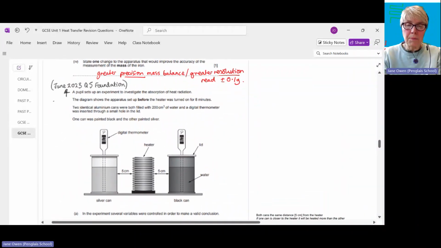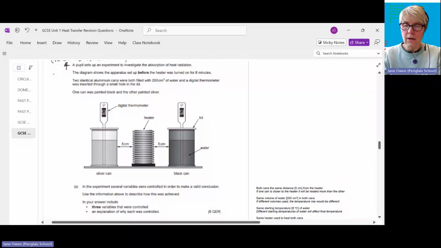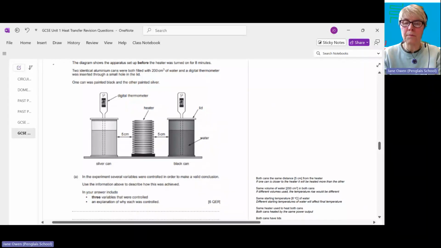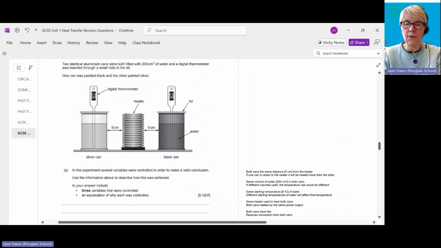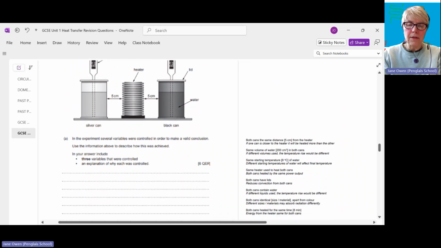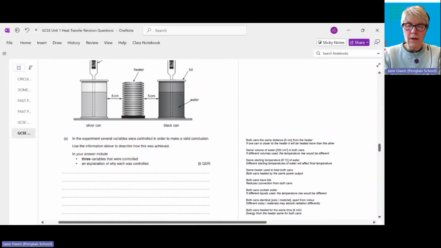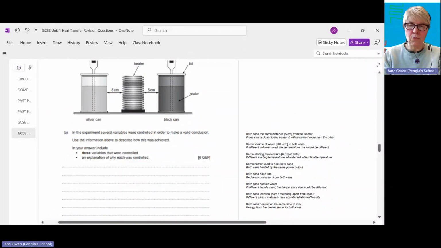Okay, moving on then. A pupil sets up an experiment to investigate the absorption of heat radiation. The diagram shows the apparatus set up before the heater was turned on for 8 minutes. 2 identical aluminium cans were both filled with 200 centimeter cubed of water, and a digital thermometer was inserted through a small hole in the lid. In the experiment, several variables were controlled in order to make a valid conclusion. In your answer, include 3 variables and an explanation of why each was controlled.